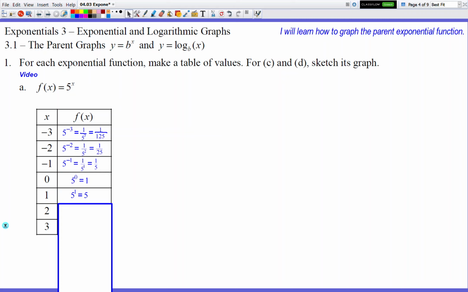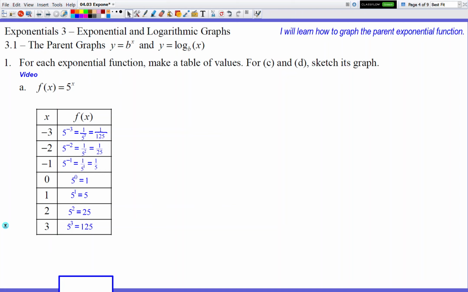5 to the power of 1 is 5. And then 5 to the power of 2 is 25. And 5 to the power of 3 is 125. So these numbers are going to be pretty much the standard ones you're going to use. And you're just going to plug them in just exactly how you saw me do it just now. Okay? So that's how to create the table.